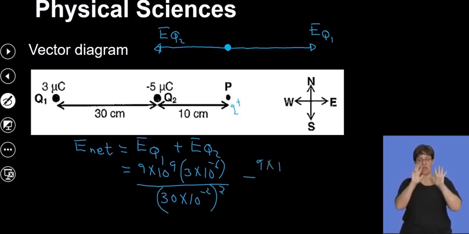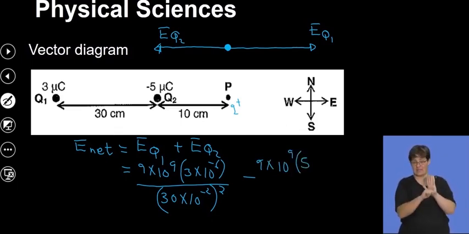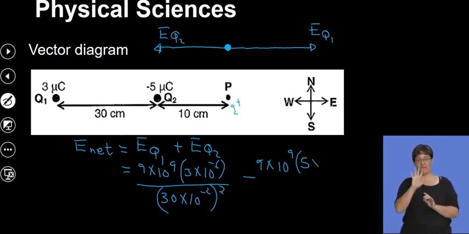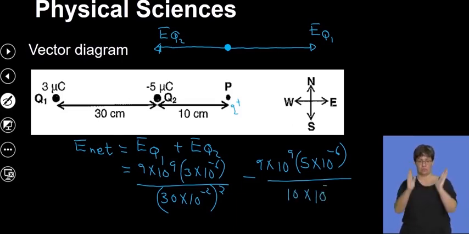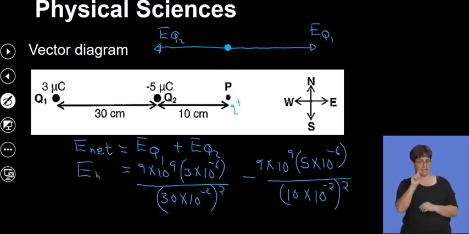9 times 10 exponent 9 multiplied by 5. Remember, we ignore the negative, because if we say minus, minus is going to be plus, and it would be as if E due to Q2 is also eastwards. So we would ignore the negative sign of the charge and consider the direction, because it's a vector, right? 5 times 10 exponent negative 6, okay, divided by the distance. How far is point P from charge Q2? It's 10 centimeters. So it's going to be 10 multiplied by 10 exponent negative 2. We square that distance. So this is what we're going to get for our E net, right?